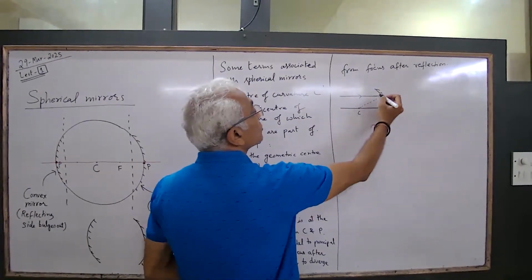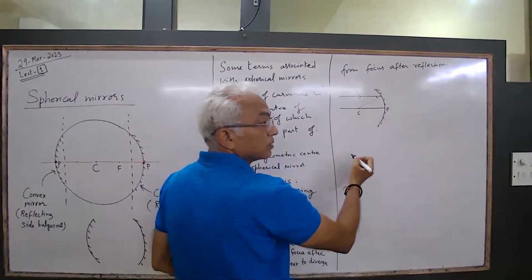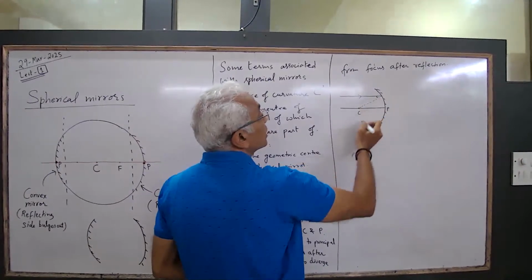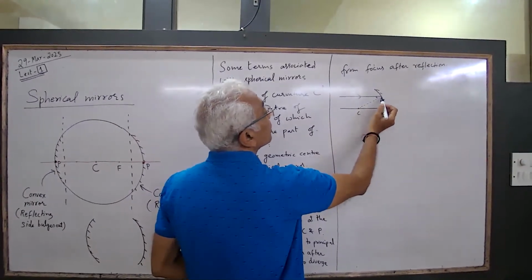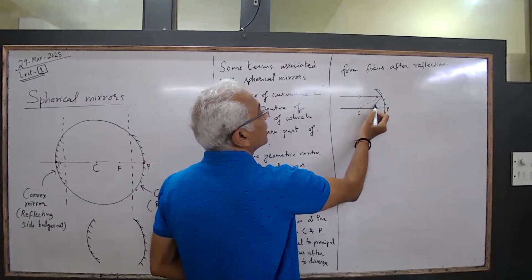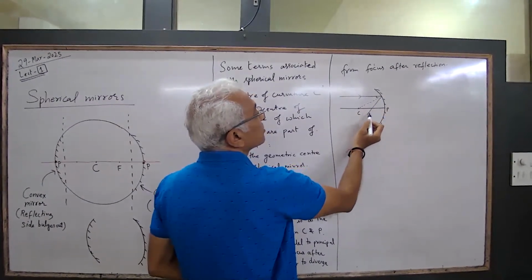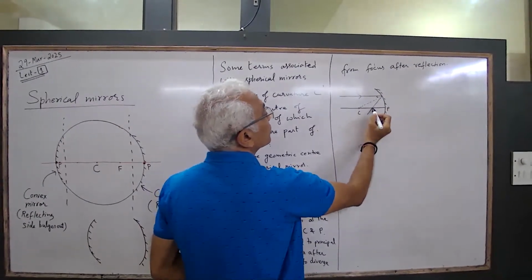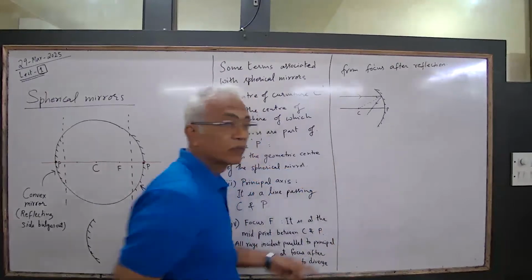Once you have this, so you got the angle of incidence. So you can draw the angle of this measure, that will become the reflected ray. When you draw the reflected ray, you will find that it exactly cuts between the midpoint of C and P. Understood?